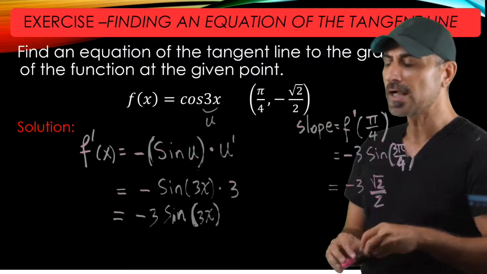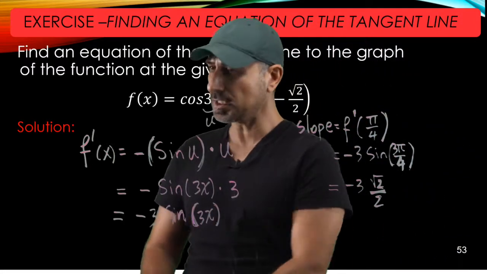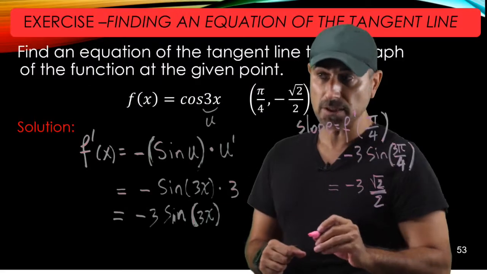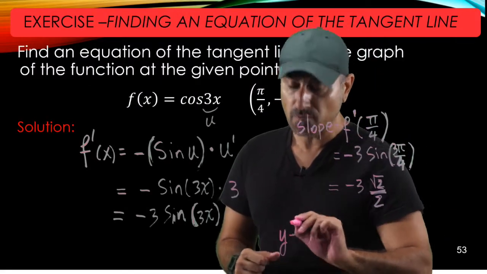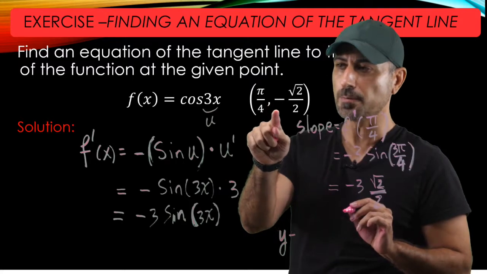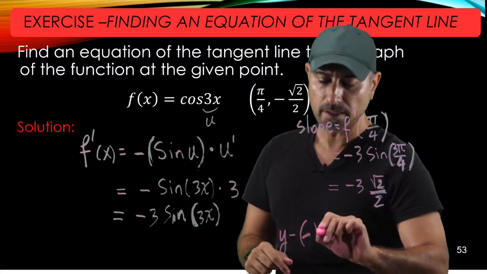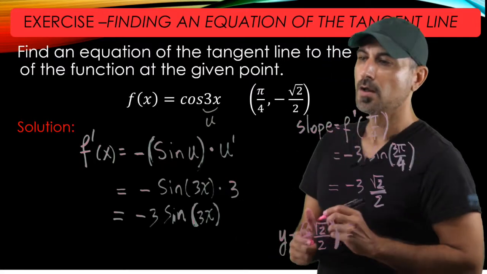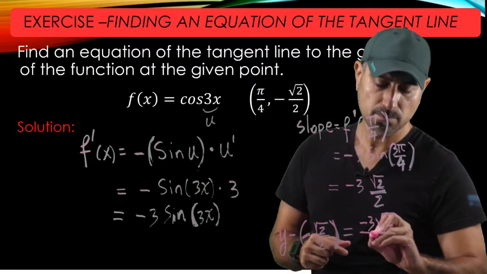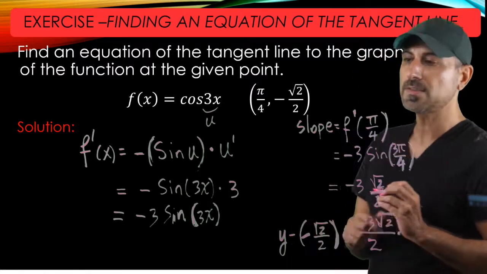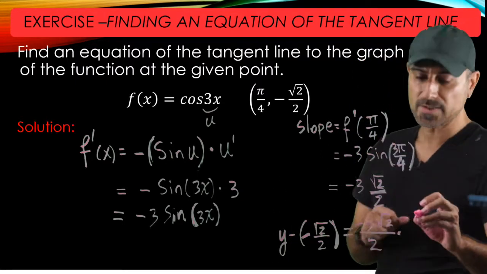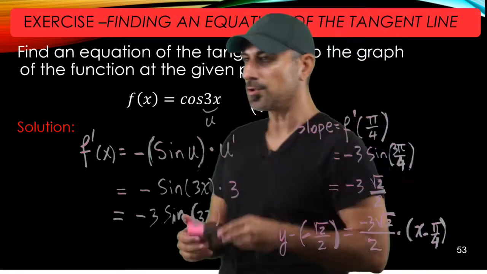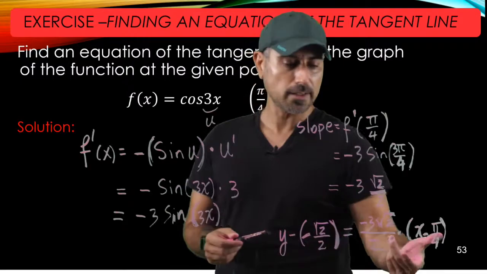And we can go ahead and write down the equation of the tangent line by using the point slope form of a line, which essentially is y minus the y coordinate of the point, that is negative root 2 over 2, equals the slope times x minus the x coordinate of the point. And this is the equation of the tangent line to the curve cosine 3x at point pi over 4.